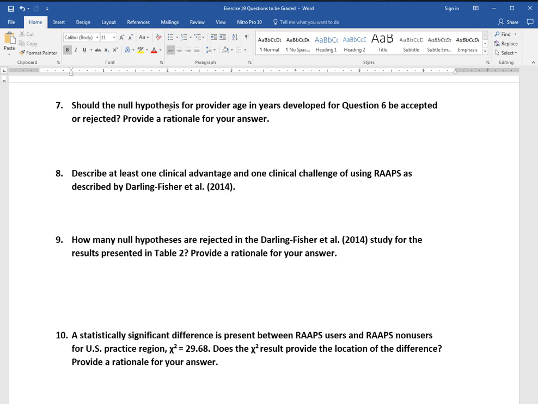If you compared the p-value to the level of significance, then are you looking for it to be lower, or are you looking for it to be higher in order to reject the null hypothesis?